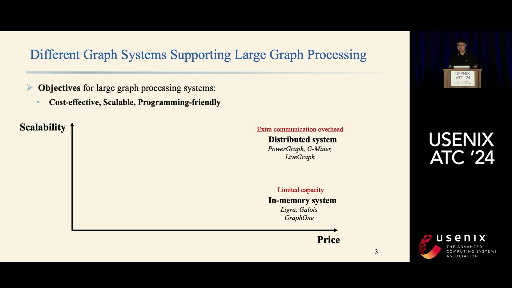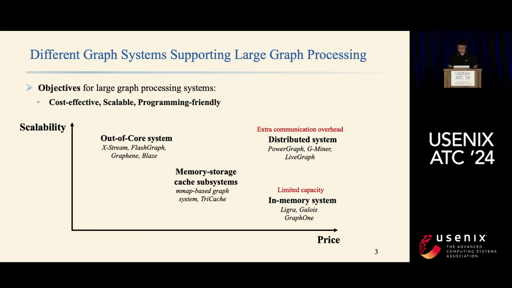Using large in-memory systems or distributed systems is common, but they are relatively expensive. Meanwhile, using large storage devices on a single machine offers a cost-effective solution. Currently, there are two main approaches: dedicated out-of-core graph systems and general-purpose memory storage cache systems. We focus on these two solutions.